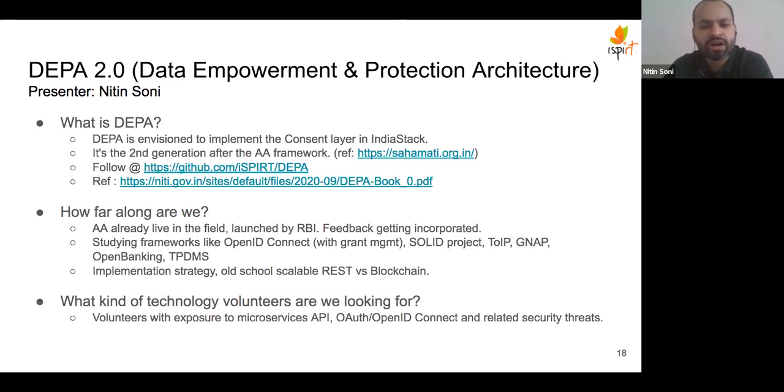The kind of volunteers we are looking for are those who have exposure to microservices and APIs, or have knowledge of OpenID Connect or any of the frameworks listed above, and the related security threats which arise due to data sharing across multiple domains. As a suggestion to volunteers, I'd suggest they have a look at these links to get a sense of how much work has been done and what has been put together till now.